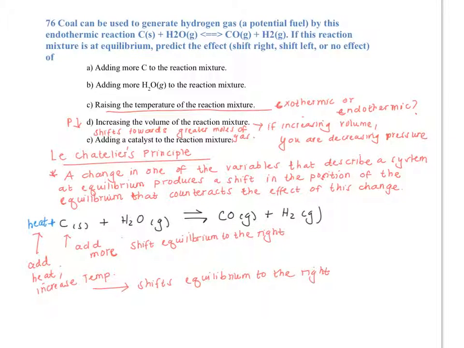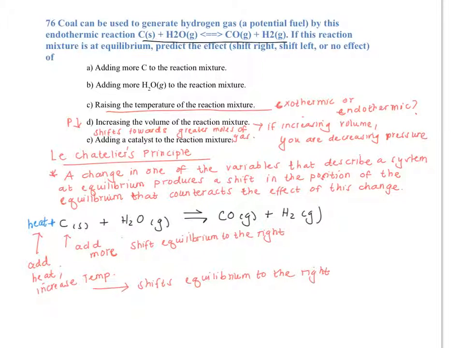Okay, this is problem 76 from your text exercises. And this problem is looking at the following equilibrium equation. Okay, so we have carbon reacting with vapor water and it produces carbon monoxide and hydrogen gas. We are going to use Le Chatelier's Principle to predict which way the equilibrium will shift.